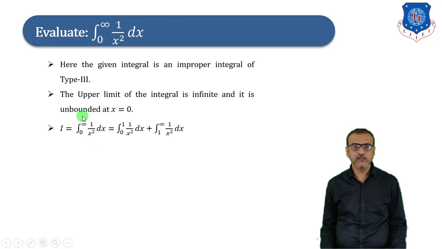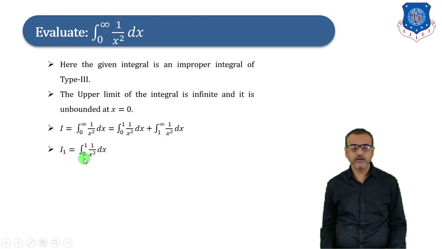Now to solve the integration of third type, we will break the limit at a finite value. Here we have taken the finite value as 1. So this integration is equals to integration from 0 to 1, 1 upon x square dx, plus integration from 1 to infinite, 1 upon x square dx. Now we will solve this integration and this integration.